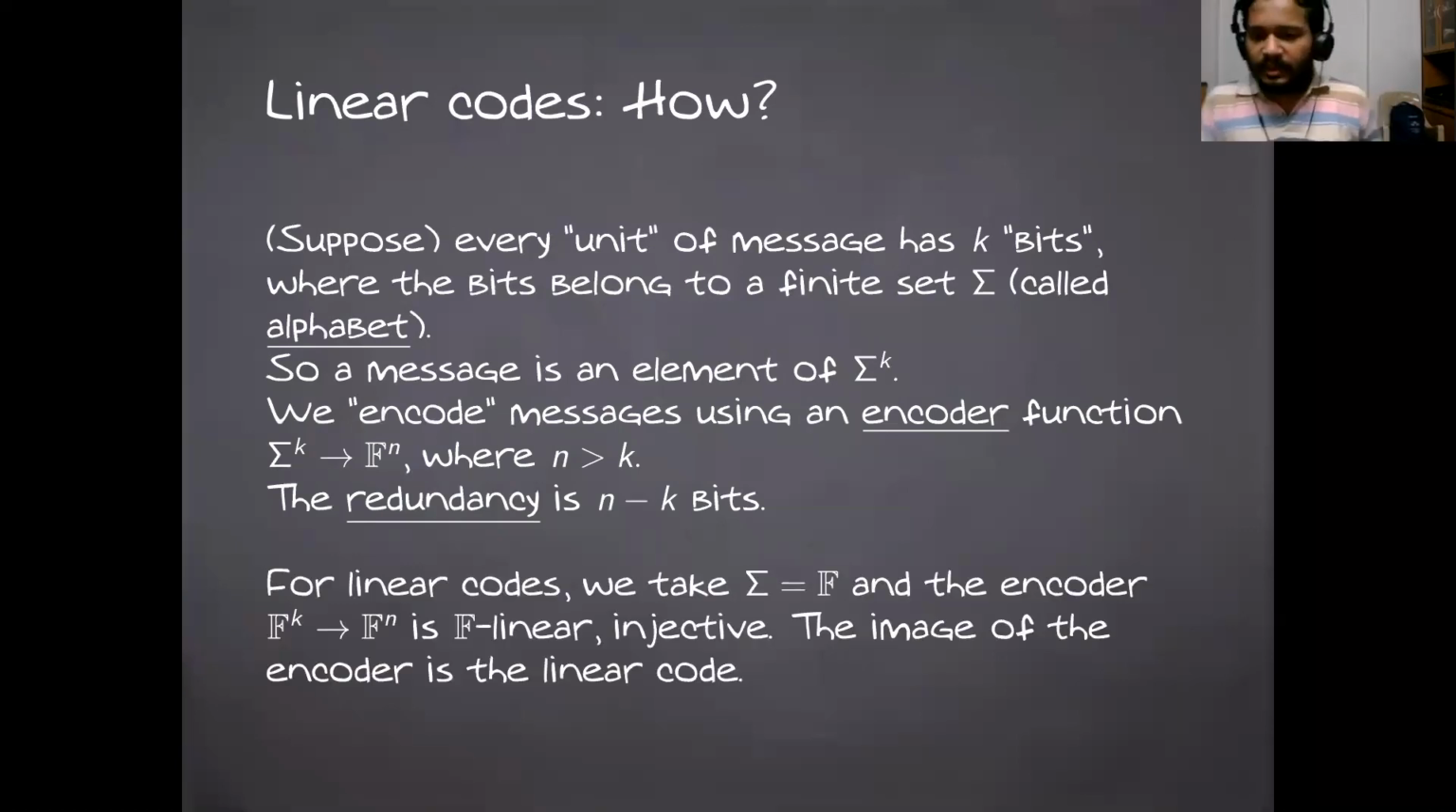And for linear codes, the most convenient way to think about it is to assume that the symbols that we take are also elements from a field. And the encoding function is in fact an injective linear map from the smaller vector space to the larger vector space. And by a linear code, we just mean the set of available larger messages along with their redundancies, which is the image of this linear map.